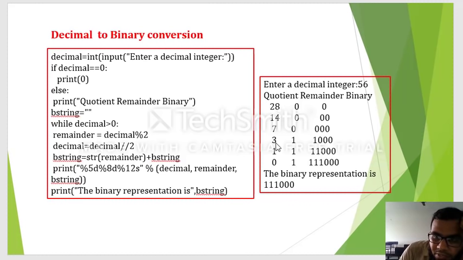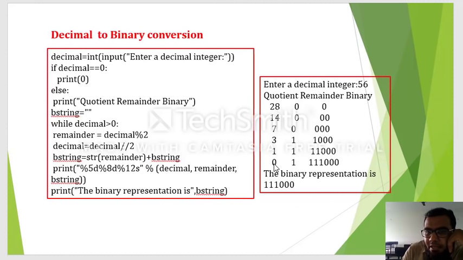Now, 7 we need to divide again with 2. When you divide 7 with 2, you will get quotient as 3 and remainder as 1. So what is the output? 1 will be added to this string, that is 1, 0, 0, 0. Again 3 will be divided with 2. 2 ones are 2. You will get the quotient 1 and the remainder also 1. Now this 1 will be again added to this, so 1, 1, 0, 0, 0.